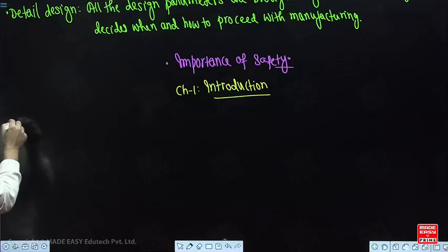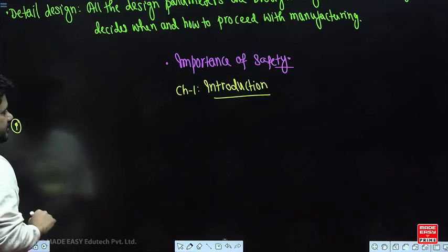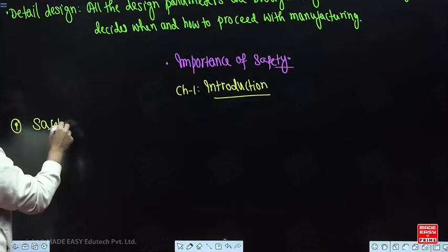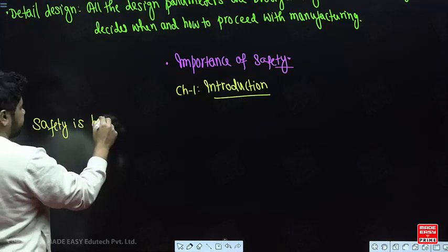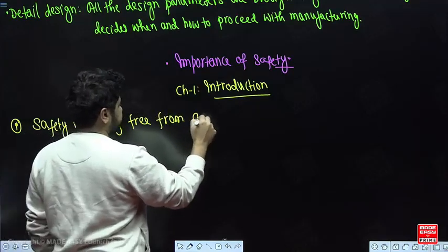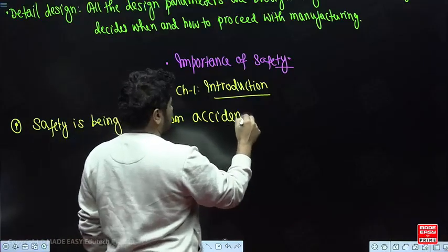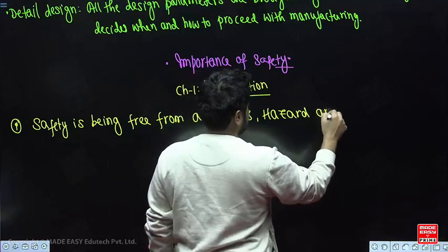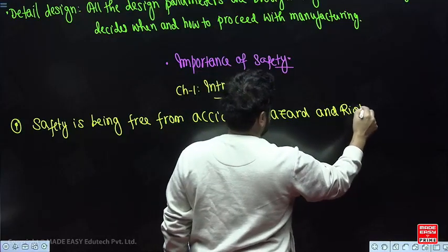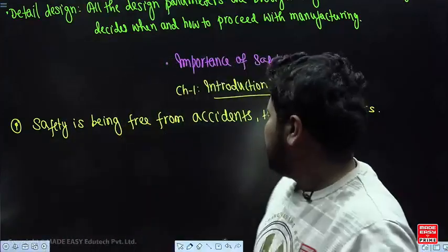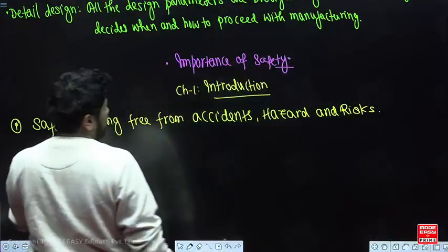See, first point. In terms of points, we will discuss the chapter of introduction. So what is safety? What is safety? Safety is being free from accidents, hazard and risk. Correct? That is called as safety. What is safety? So safety is being free from any kind of accidents, hazard and risks.